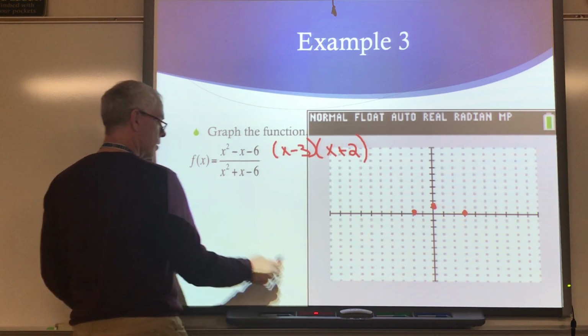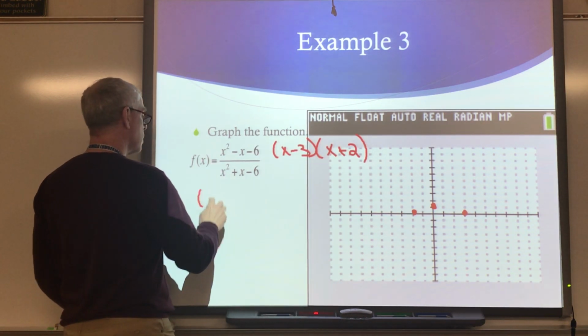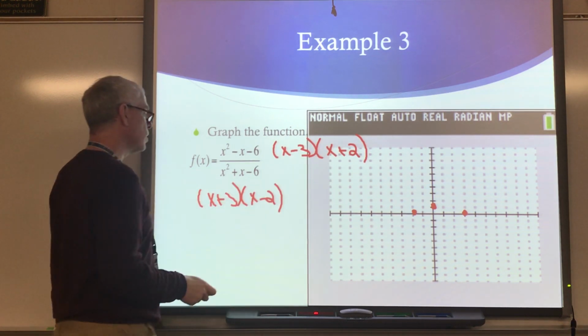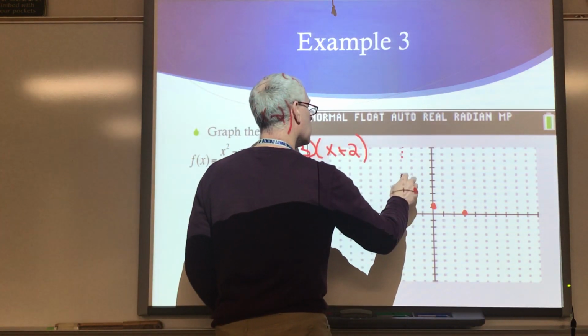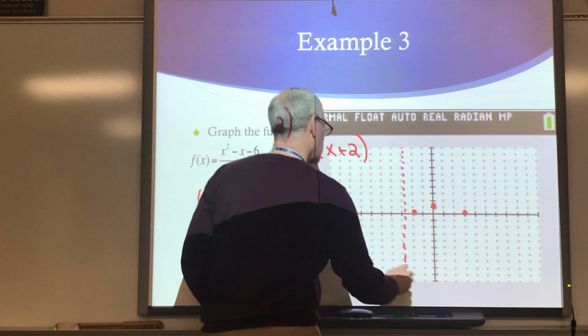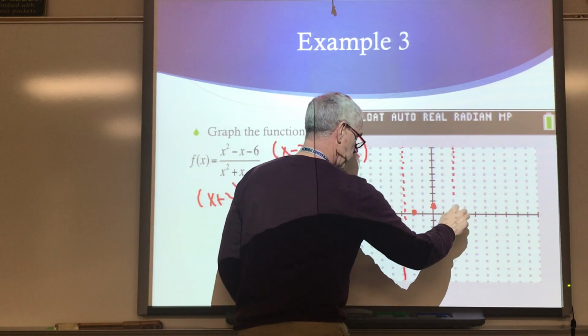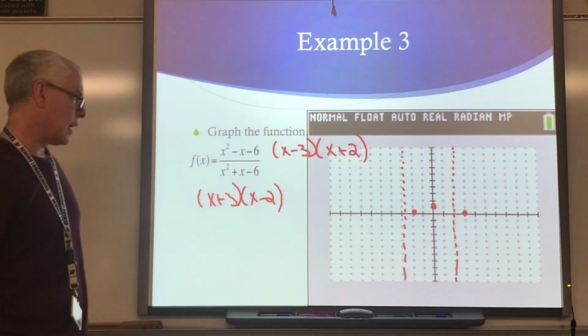Okay? Vertical asymptotes. Well, the bottom here factors to, well, again, multiply to 6, subtract to 1. This is going to be x plus 3, x minus 2. So there's a vertical asymptote at negative 3. Okay? And another one at positive 2. Okay? So now we've got that taken care of.